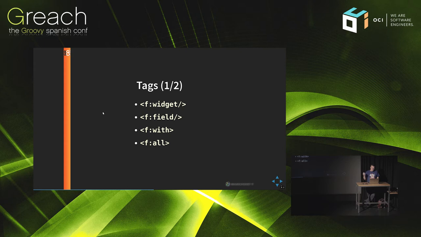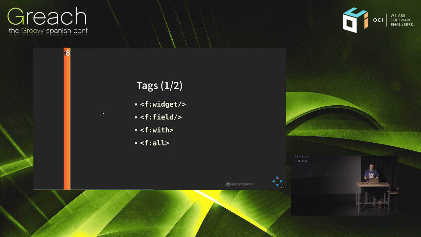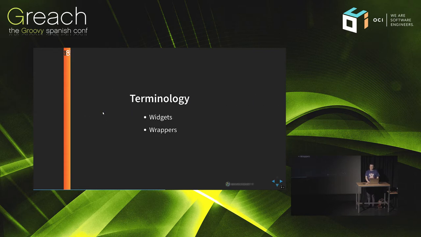A widget, a field, and all, and I'll come back to what they are all doing. And then there are these four fields created for rendering the form, and then there are three widgets or three tags for displaying data. So it's a display widget, display and table.